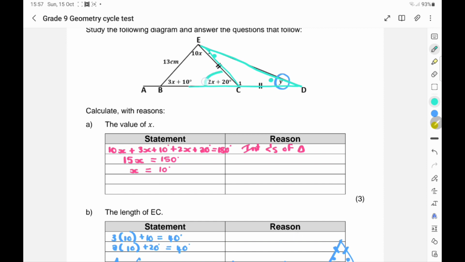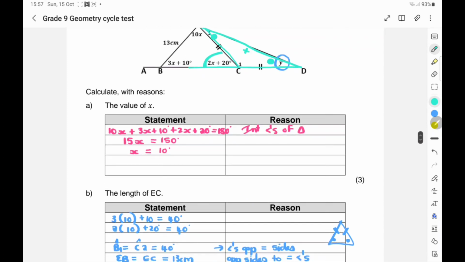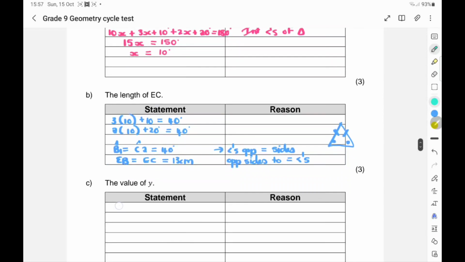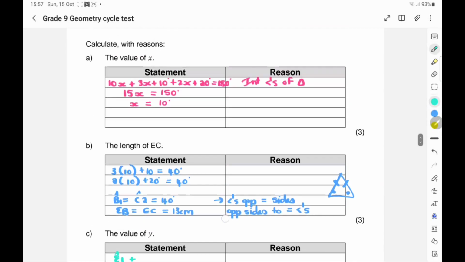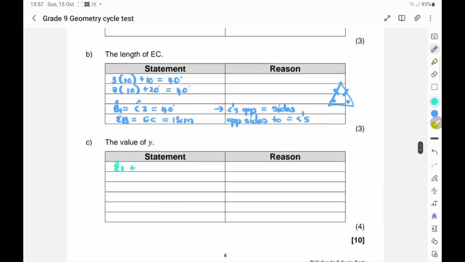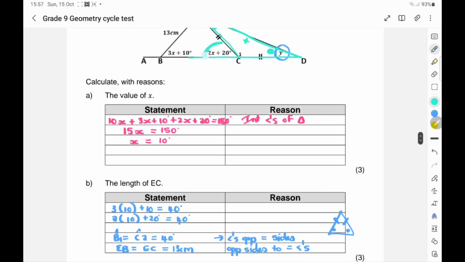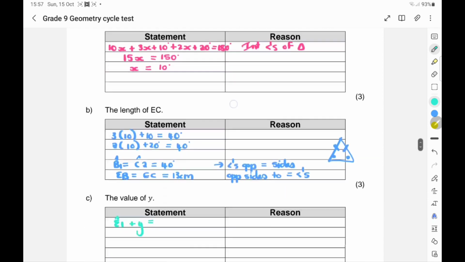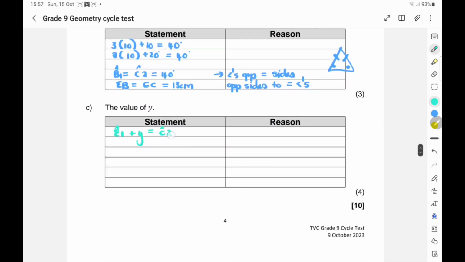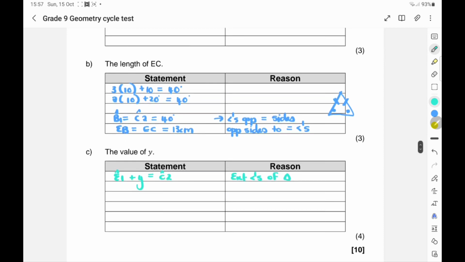Okay, so this side will be equal to that angle over here plus that angle over there. So E1 plus y is equal to this 2x, we can call it C2, because of exterior angles of a triangle. Okay, and we know that C2, we said here, is 40 degrees.